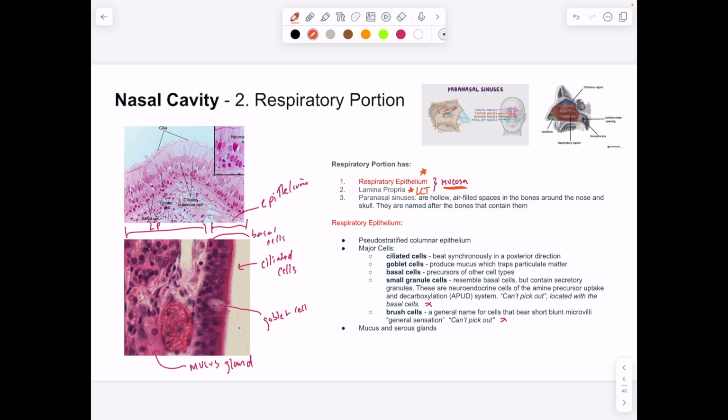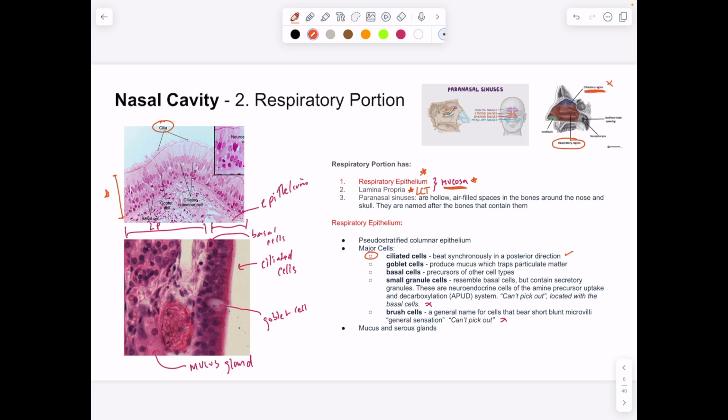All right, so respiratory epithelium in general, and again, respiratory epithelium is going to be here in the respiratory region. The olfactory region of the nasal cavity is not going to have respiratory epithelium. It's going to have olfactory epithelium, which is intended to do smell, right? Okay, so here, the respiratory epithelium is one part of our mucosa, the first part, the outer part. And so you can see that here, we have pseudostratified columnar cells that are ciliated. So our ciliated cells, they're going to beat synchronously in the posterior direction.